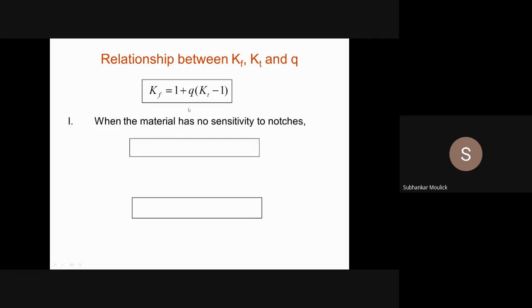Q will be 0, because Q is what? Q is notch sensitivity factor. It is the measure of sensitivity of notches. When there is no sensitivity, that means value of Q, that is notch sensitivity factor, is 0. So if Q is 0, then this entire term, that is Kt minus 1 into Q, is 0, because 0 into Kt minus 1 is 0. That means Kf is equal to 1. Is it clear?